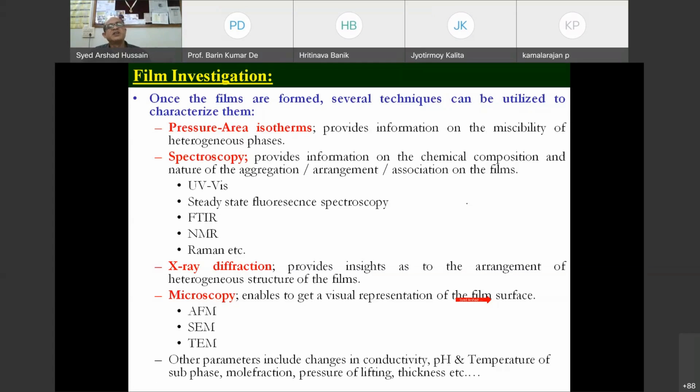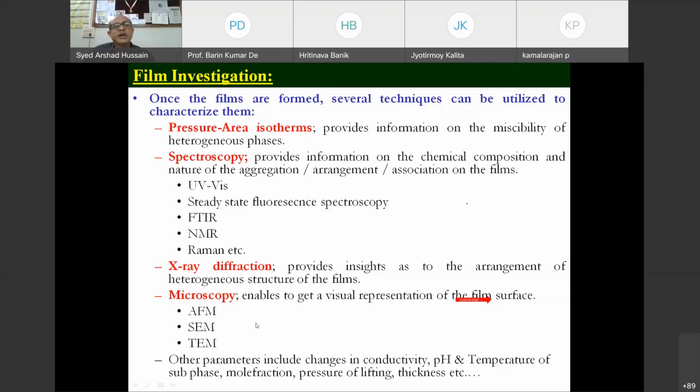Then you transfer your material onto a solid support. Then you can do a lot of characterizations, say spectroscopy. You can do absorption, fluorescence, FTIR, NMR, Raman, etc. Depending upon your applications, or what kind of property you want to explore, you optimize your characterization techniques. You can do XRD also to have an idea about the structure of your layer.